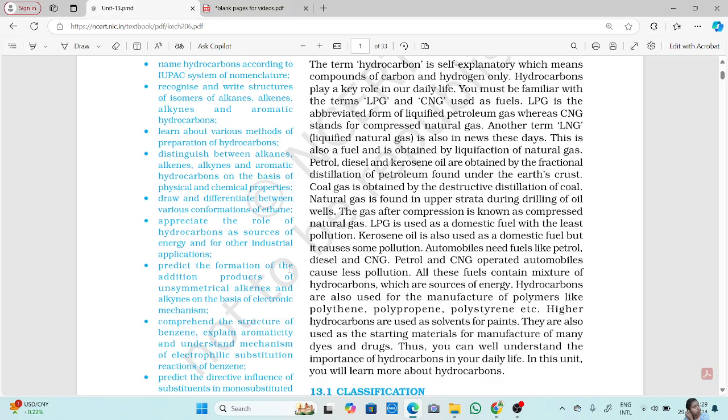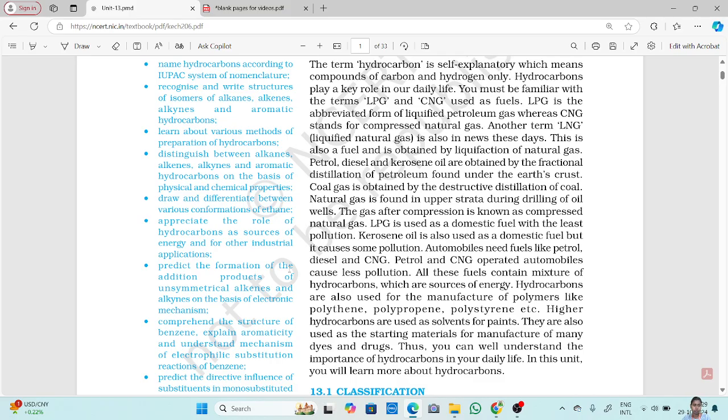Another term which is very familiar these days is LNG, that is liquefied natural gas. This is also a fuel and is obtained by liquefaction of natural gas. CNG is compressed natural gas; when you liquefy the natural gas, it is LNG, which is also a fuel that we use. Now, petrol, diesel and kerosene oil are obtained by the fractional distillation of petroleum found under the earth's crust. Petrol, diesel and kerosene are some of the hydrocarbons.